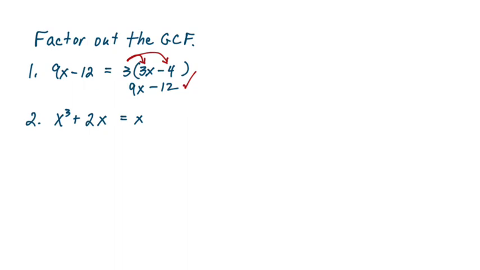So our GCF is x, and we know we need 2 terms inside the parentheses since we started with 2 terms. So we ask ourselves, what times x is x cubed? And of course that is x squared.